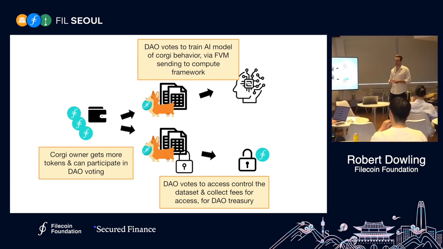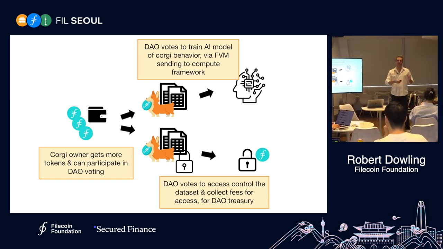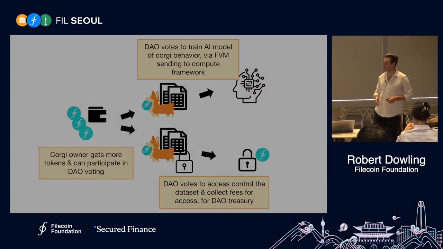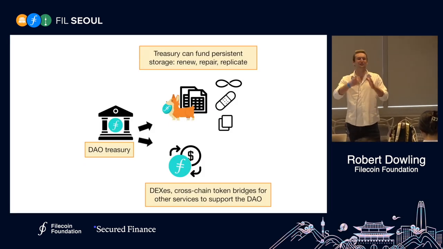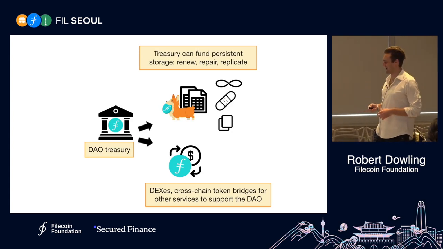For example, training an AI model about their corgi behavior, or give their veterinarian access to the data. Yes, there we go. Okay. They might decide to vote for that.